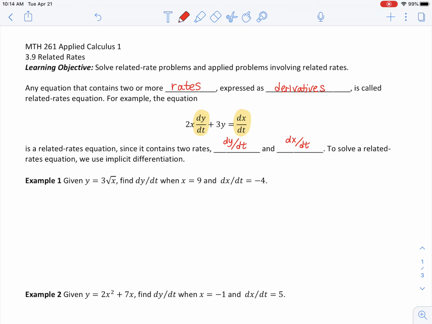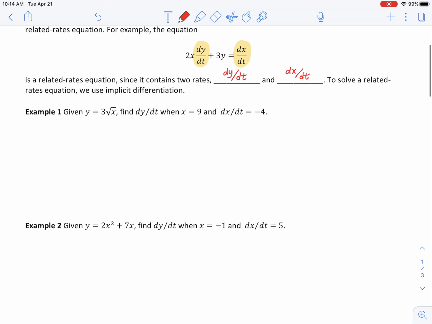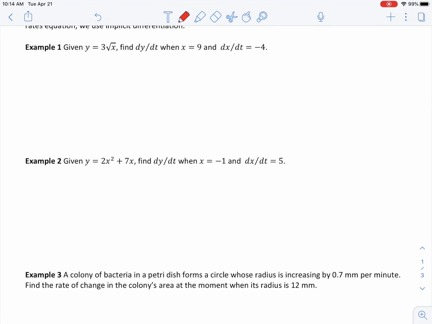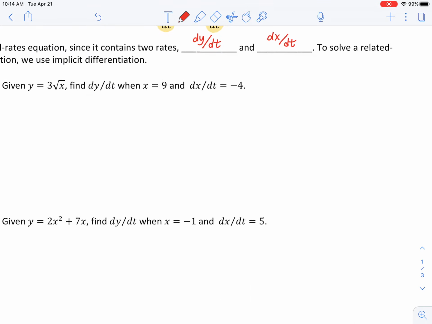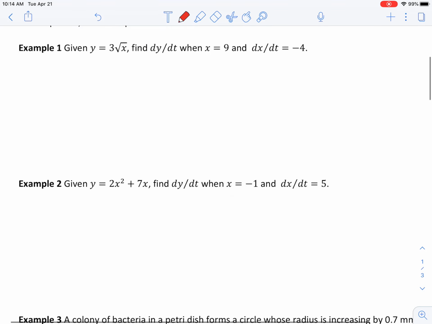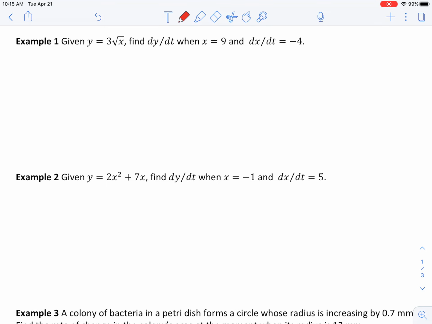And if you want to solve a related rates equation, what we're going to do is what we learned last week. We're going to use implicit differentiation, okay? So the first 2 examples are just working with equations, and then starting with number 3 all the way to example 6, we're going to solve application problems, okay? So let's try number 1 together.